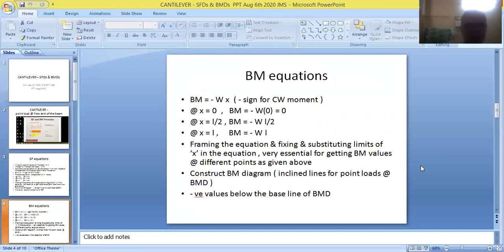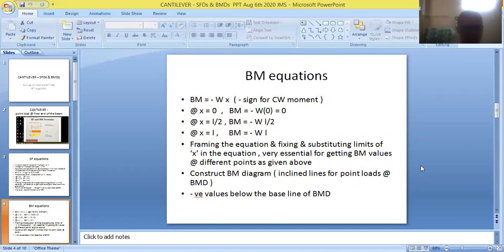Now, similarly, the bending moment will be equal to minus Wx. So the downward force is acting in the downward direction, so it will result in a clockwise moment. A negative symbol must be allotted for a clockwise moment, so therefore minus is taken for this value.